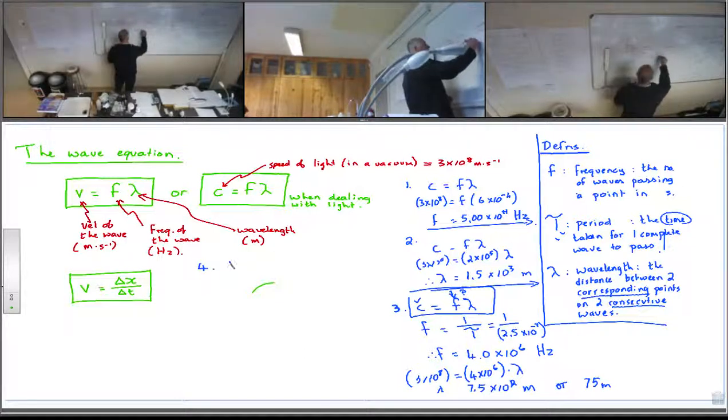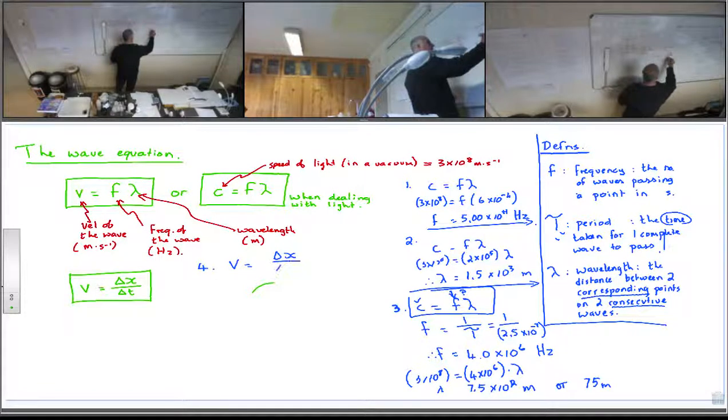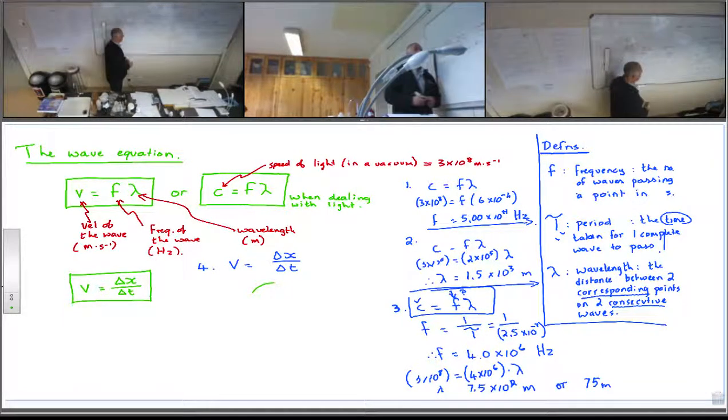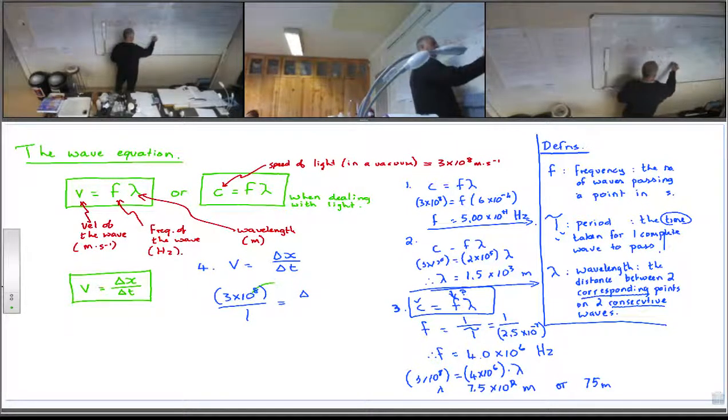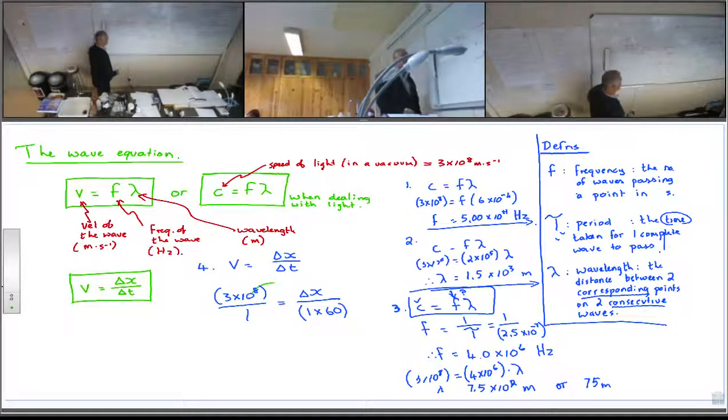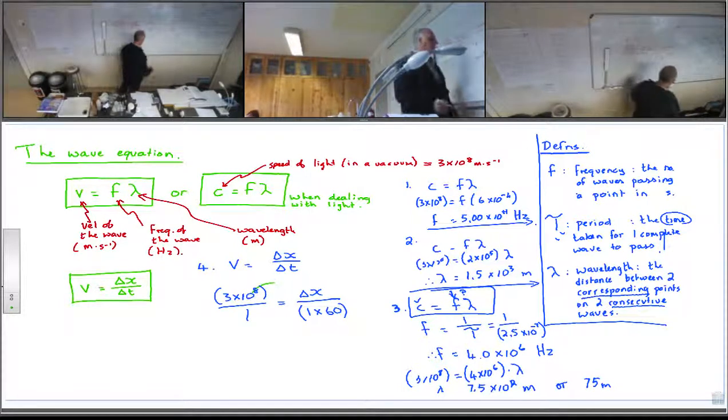Okay. V equals delta x over delta t. What are you trying to find here? Okay, what is V in this case? 3 times 10 to the power of 8. Can I put it over 1, seeing we've got a fraction on this side? Happy? Delta x we're trying to find. Delta t is 1 minute times 60 seconds in a minute. Good. Delta x is going to be equal to 1,8 times 10 to the power of 10.